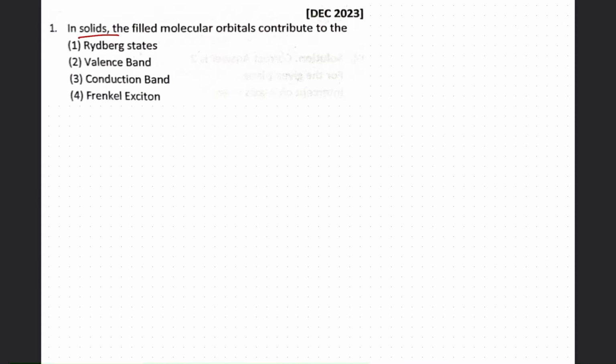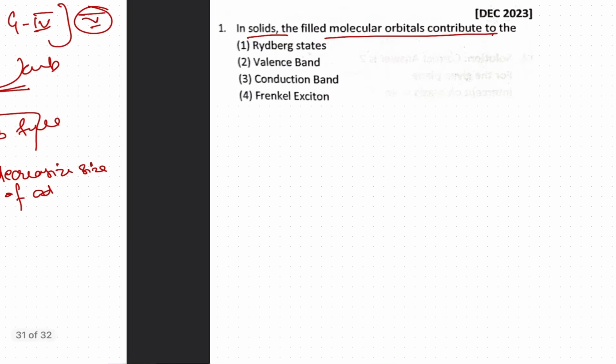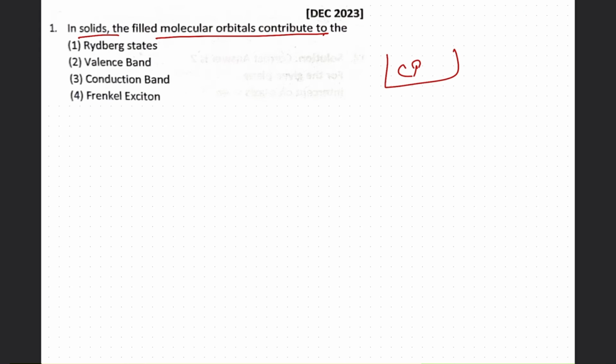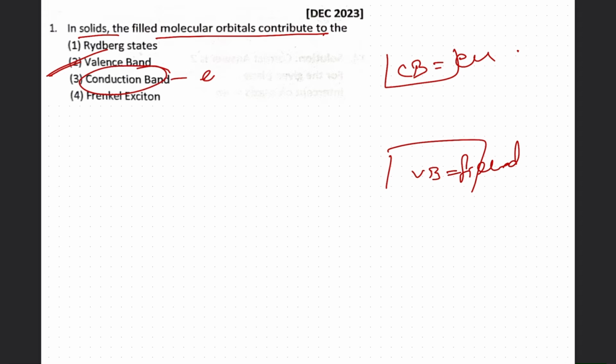Then, in the solid the filled molecular orbital contributes to... I have already told you these two bands are there, conduction band and valence band below. The valence band is filled while the conduction band is empty. So the filled corresponds to the valence band and the empty will be the conduction band.